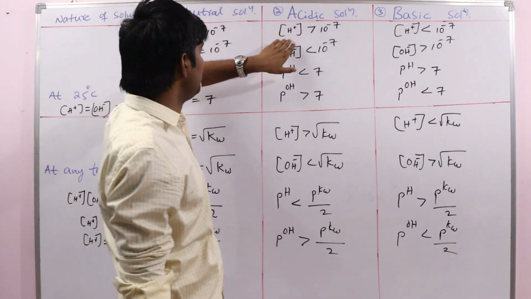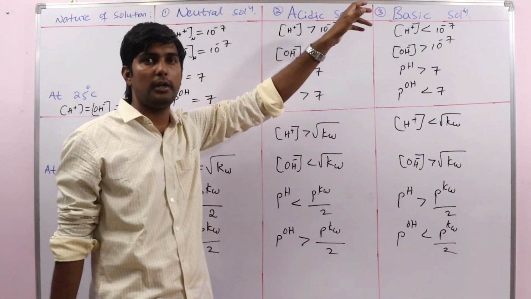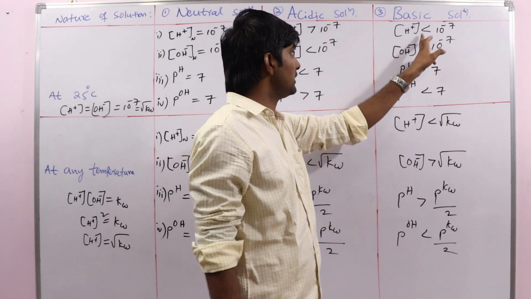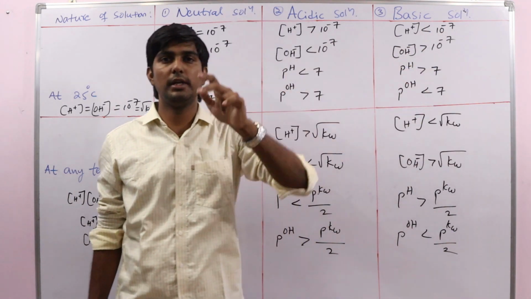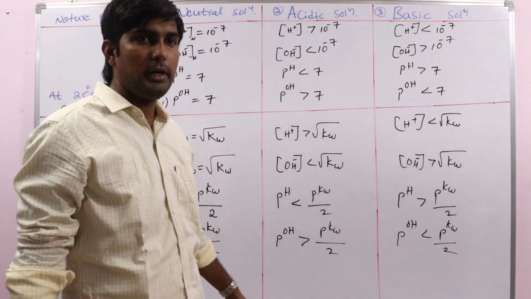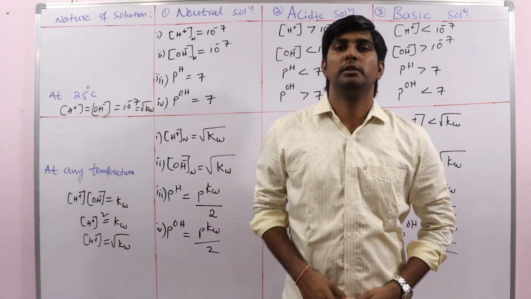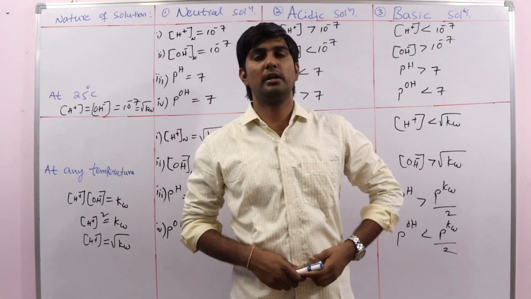Next, acidic solution means H plus ion concentration is greater than 10 power minus 7. Basic solution means H plus ion concentration is less than 10 power minus 7. Okay, in the next lecture we will discuss some problems related to this concept.